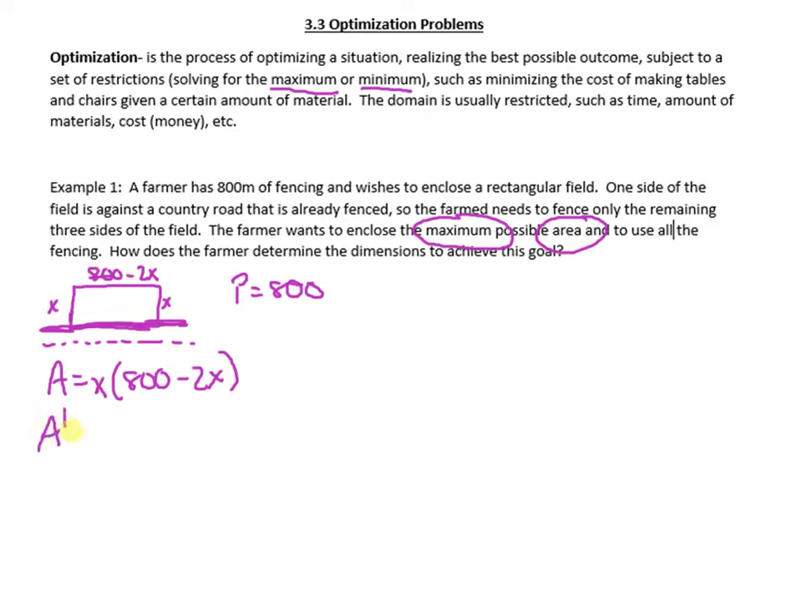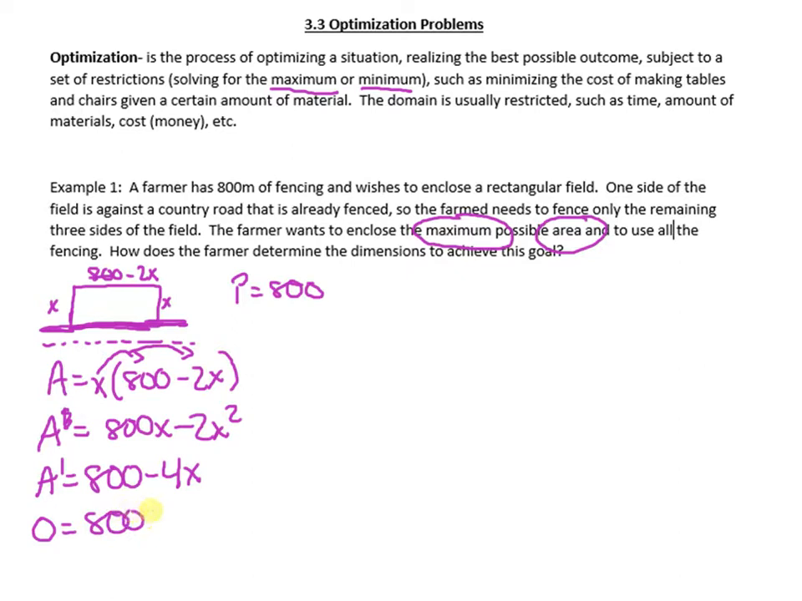So we go ahead and we take the area and we find the derivative. I'm lazy. This is a really, really easy expansion, so I'm going to do 800x minus 2x squared. Now I'm going to find the derivative as opposed to using the product rule. Okay, so here's our derivative. Let's go ahead and set the derivative of the area equal to 0. So we have 800 equals 4x. We divide both sides by 4. We get x equals 200.